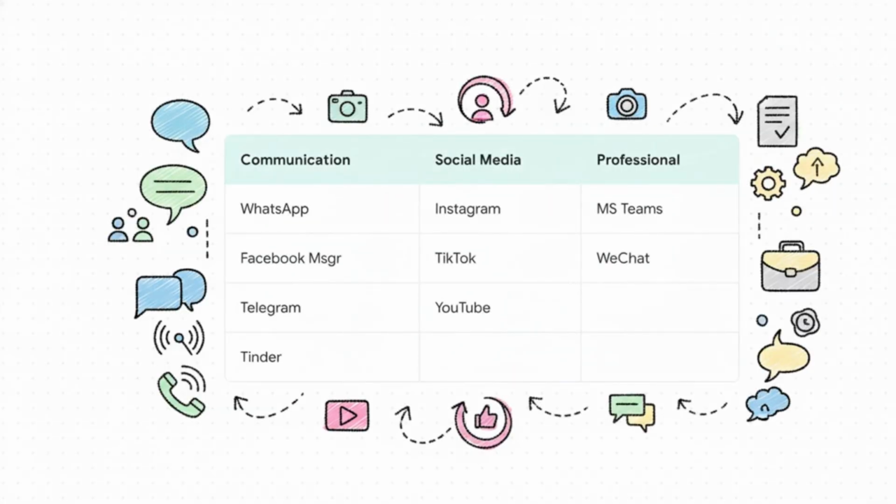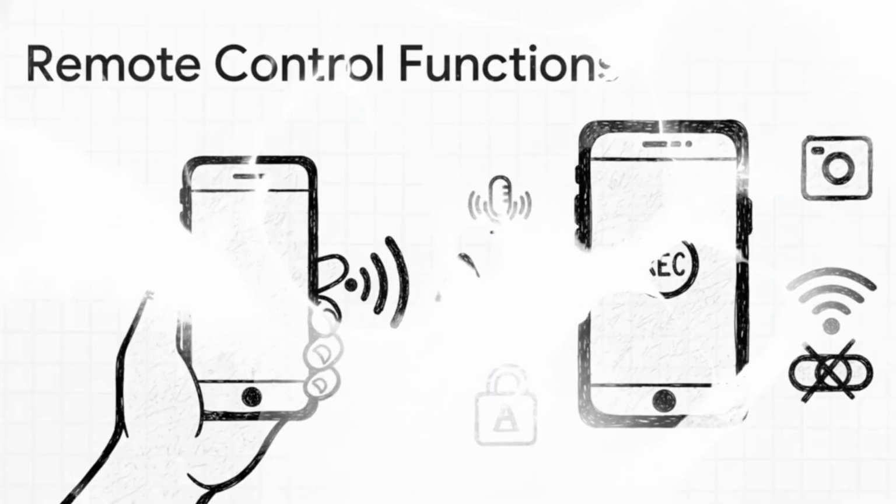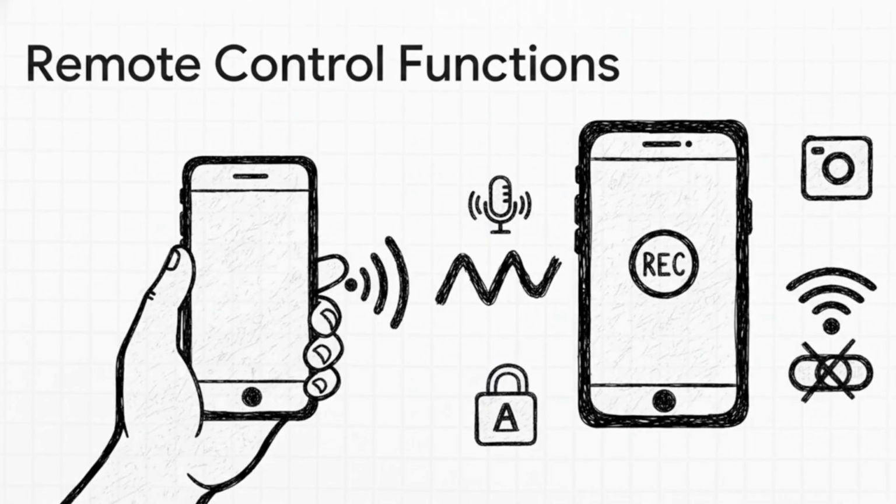The app's reach also extends deep into all sorts of other popular apps. We're talking encrypted messaging apps like WhatsApp and Telegram, all the big social media platforms like Instagram and TikTok, and even professional tools like Microsoft Teams. And finally, we have the direct remote control functions. A user can, from their dashboard, remotely turn on the phone's microphone to listen in. They can record the screen live to see what's happening, or just take an instant screenshot. They also get the power to block specific apps or even just shut off the phone's Wi-Fi connection from afar.